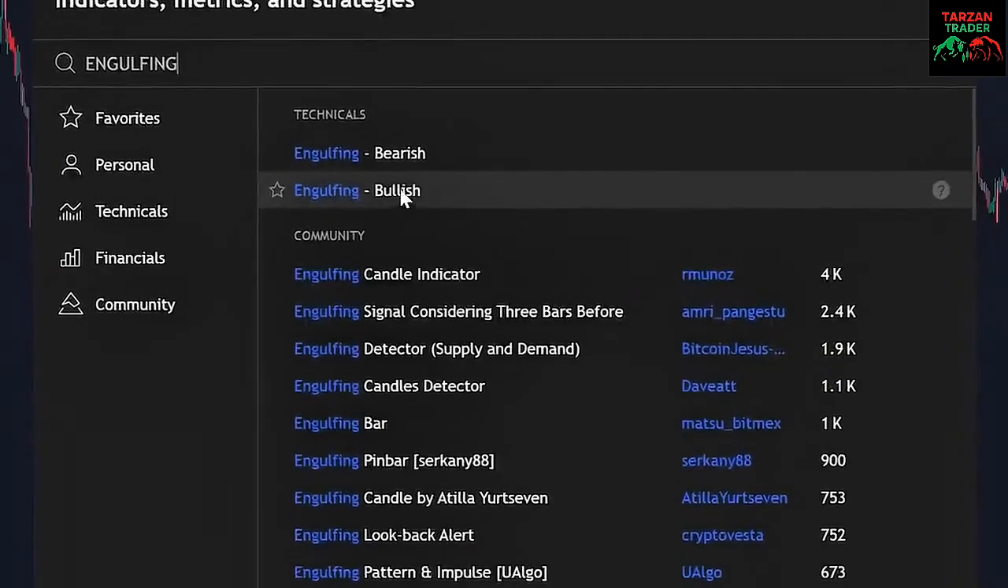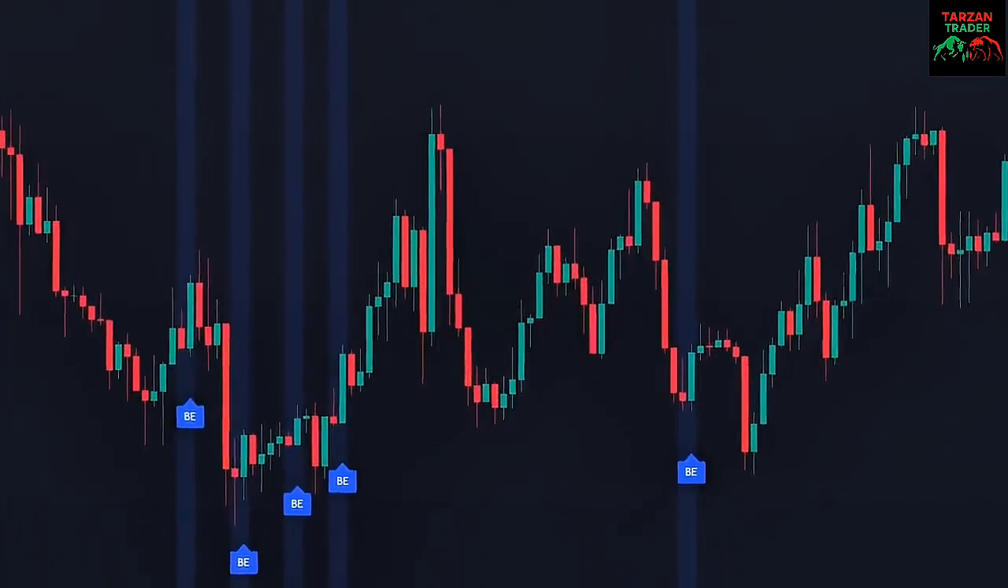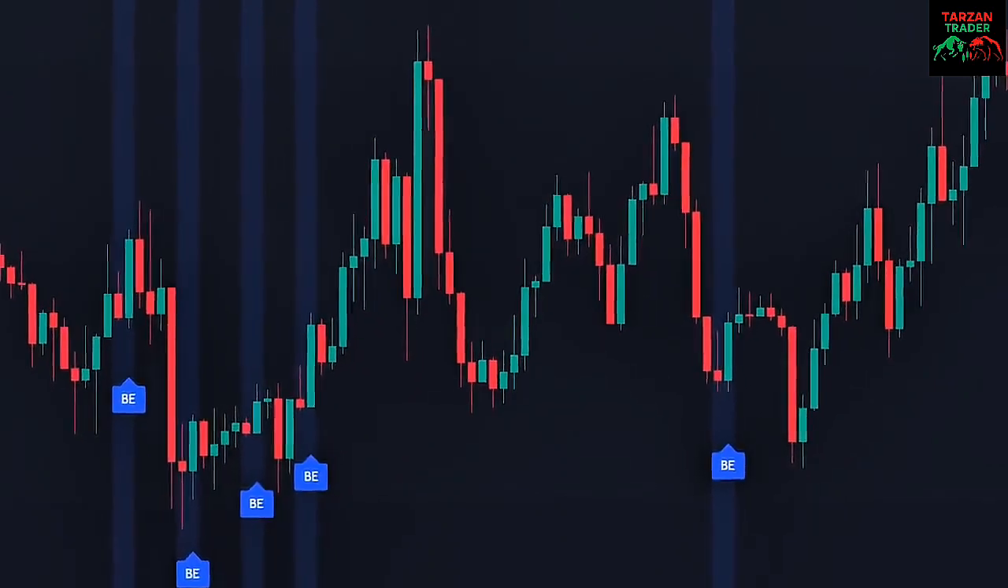Simply click on it, and TradingView will automatically mark every single spot on your chart where a bullish engulfing candle appears. This makes it extremely easy to identify these patterns without having to strain your eyes looking for them.